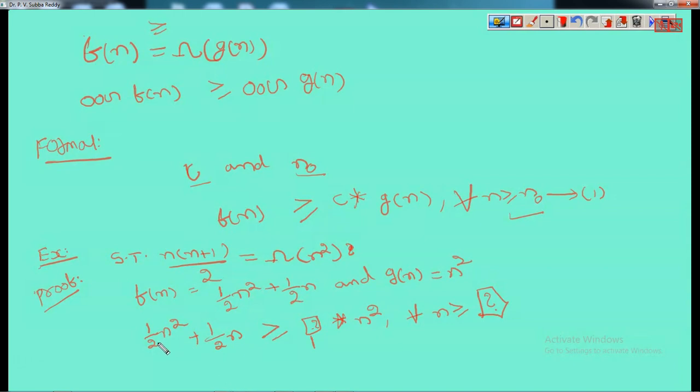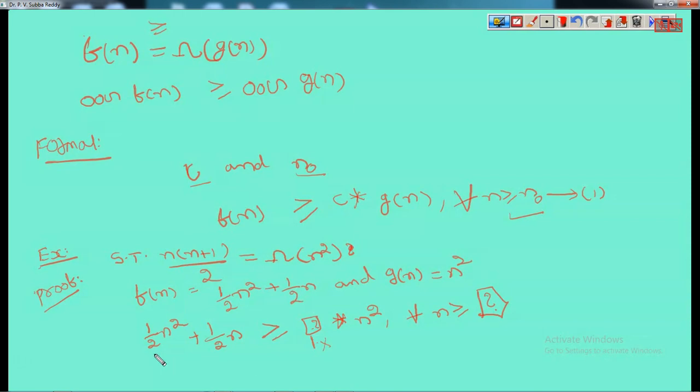For example, check n equal to 1. What is this value? 1/2 times 1² plus 1/2 times 1, which is 1/2 plus 1/2, that is 1. 1 is greater than or equal to 1, correct. n equal to 2: 1/2 times 2² plus 1/2 times 2, that is 2 plus 1, 3. Here it is 4. Is 3 greater than or equal to 4? Wrong. So with c equal to 1 it is impossible. Then what value do I need to choose?